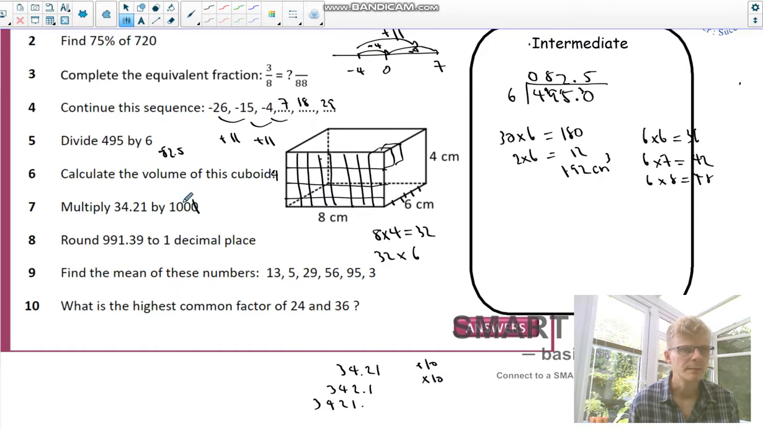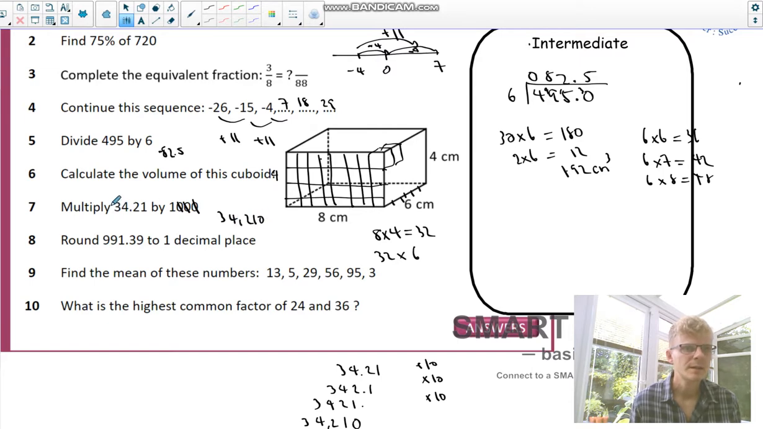And then we now need to multiply by one more 10, because there are 3 zeros in 1,000, or 10 times 10 times 10 is 1,000. And we'd end up with 3,421. But I've moved them over, so I now need a placeholder of a 0 there. So we end up with 34,210.